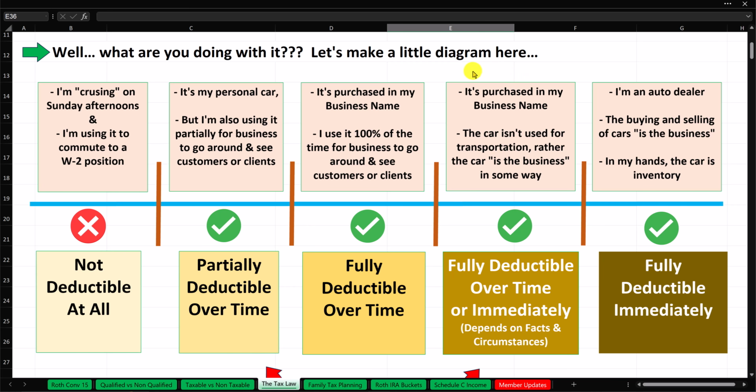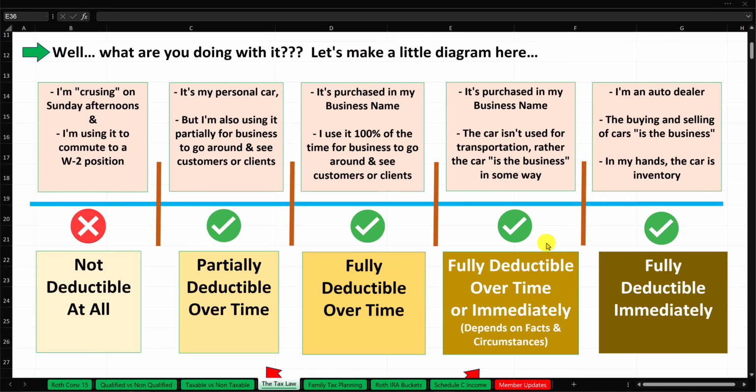Now, the car is purchased in my business name, but the car isn't used for transportation. Rather, the car is the business in some way. Examples of this could be anything from the car being used in professional racing to being used as a showpiece, review piece, display piece, or demonstration piece, or you have some kind of business where you review and test drive vehicles or part them out. There could be all kinds of possibilities that fall into this category of, yes, the car is part of my business, but it's not just being used as transportation on a day-to-day basis.